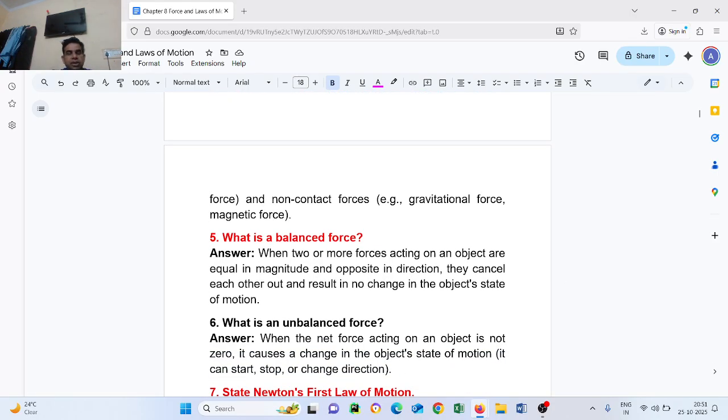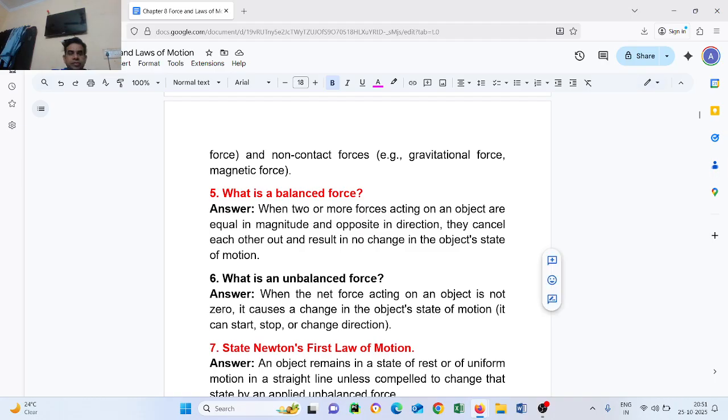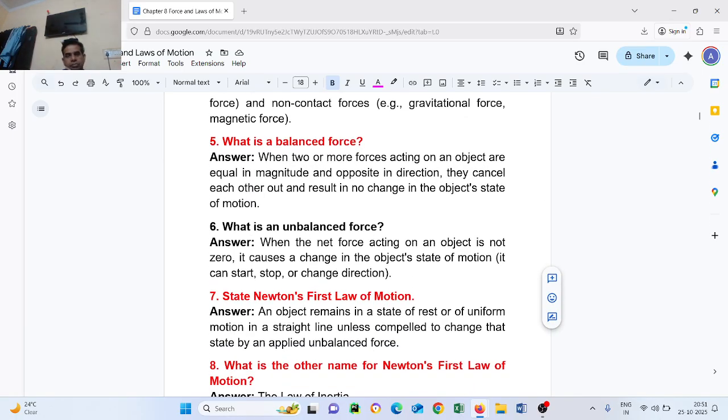Question number 6. What is an unbalanced force? When the net force acting on an object is not zero, it causes a change in the object's state of motion. It can start, stop or change the direction of the motion of the object. This is called an unbalanced force.